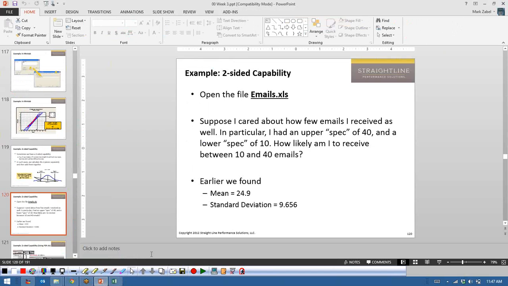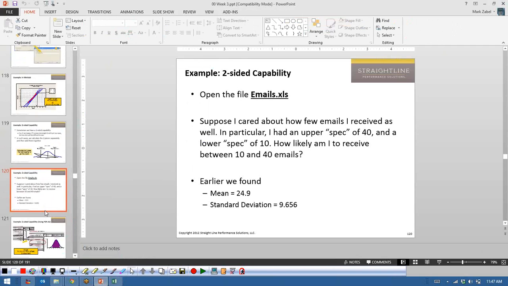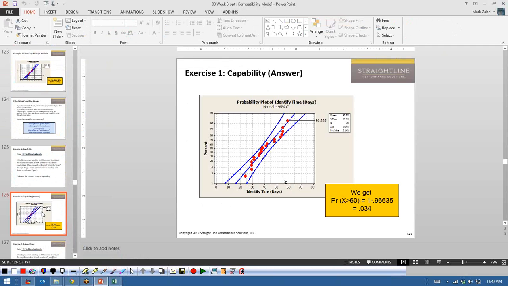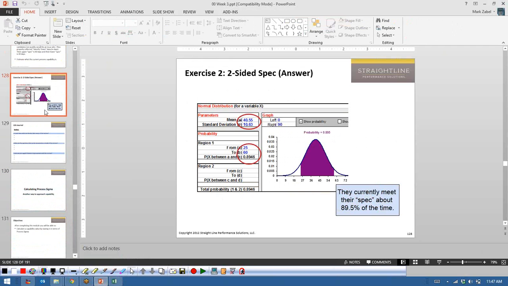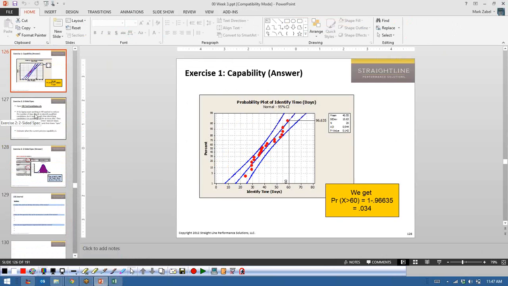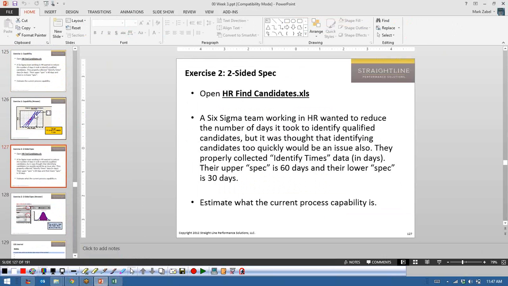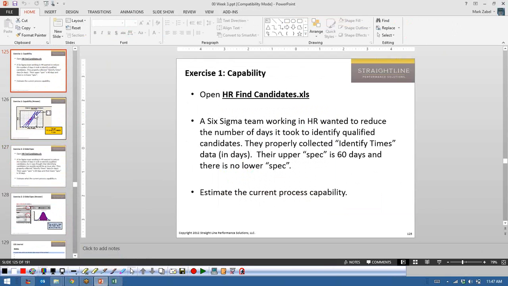Okay. That's basically it, guys. That's capability. I mean, when I took this stuff, we had to learn all these crazy things that we were trying to put into other formats. But it's pretty straightforward. There are a couple of examples. There's an exercise at the back for HR, and I'm going to leave that to you. There's one on one-sided and one on two-sided.